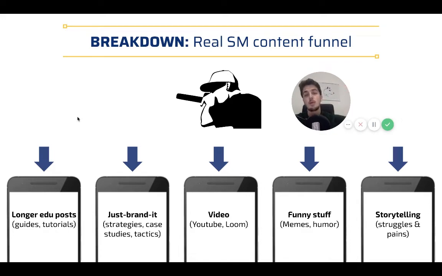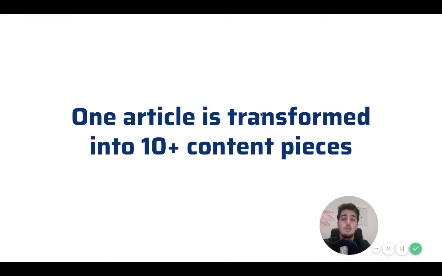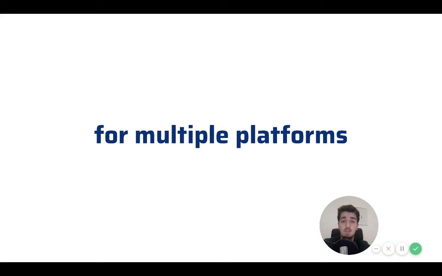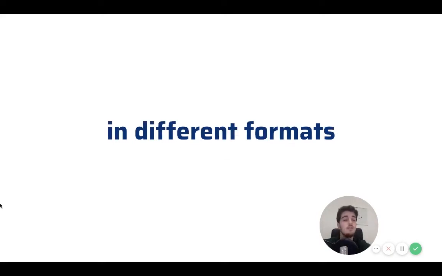Just show people different pieces of content. Try to do it in a smart way and generate traction and awareness from that, which is what I've been doing, and I've seen real improvements in many metrics. If you think about it, as a result, you have one article that is transformed into many different smaller pieces of content for multiple platforms in different formats. It can be video, audio, written word, shorter posts, the funny stuff, and so forth.